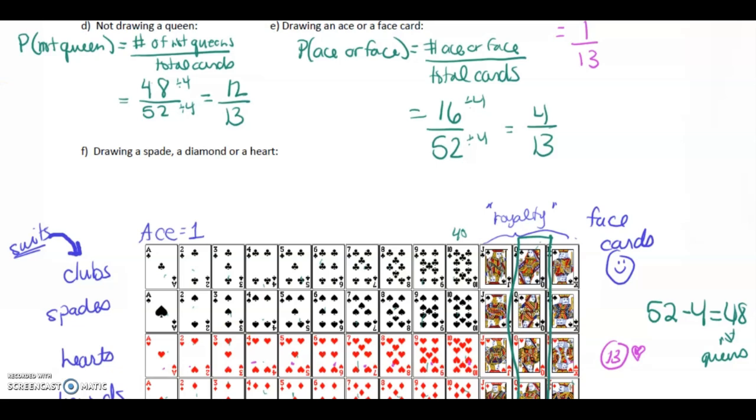Okay, and then the last one. Drawing a spade, a diamond, or a heart. So probability of spade, diamond, I'm going to put dia, or a heart. That means the number of spades, diamonds, or hearts over the total cards.